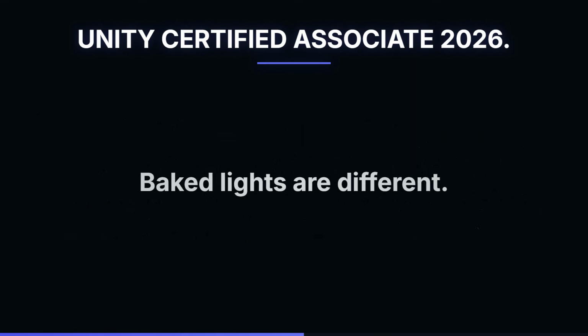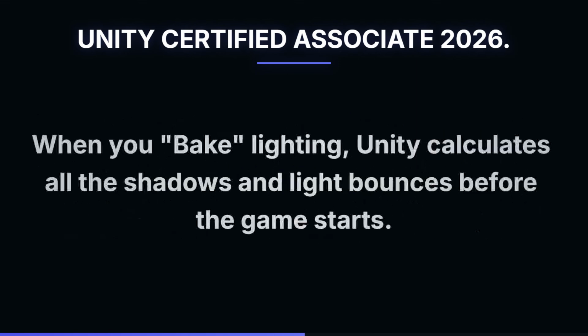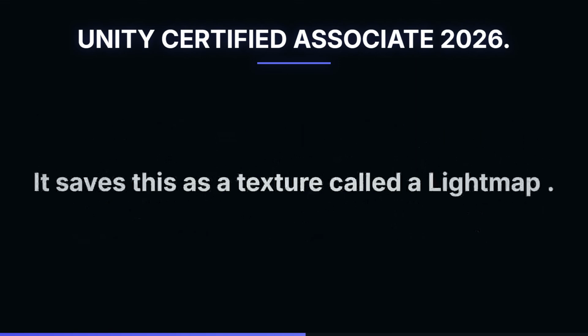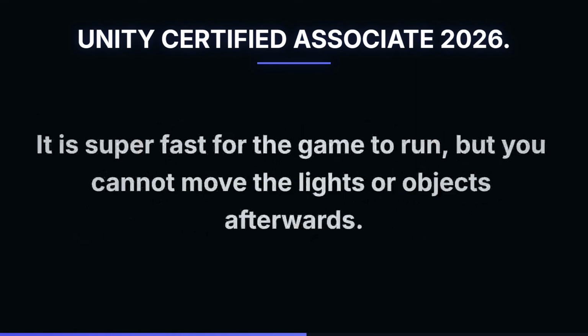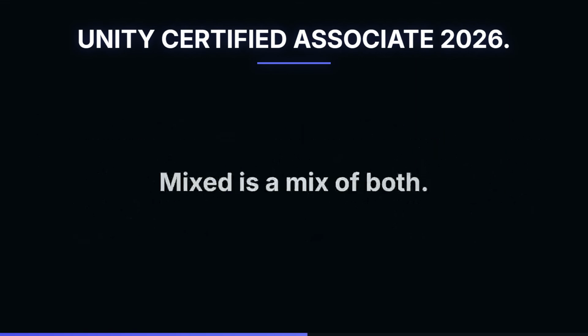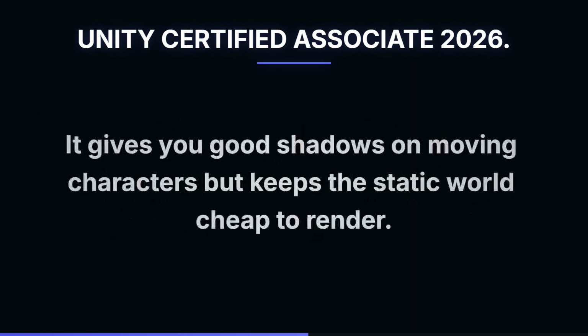Baked lights are different. When you bake lighting, Unity calculates all the shadows and light bounces before the game starts. It saves this as a texture called a light map. It is super fast for the game to run, but you cannot move the lights or objects afterwards. Mixed is a mix of both. It gives you good shadows on moving characters but keeps the static world cheap to render.